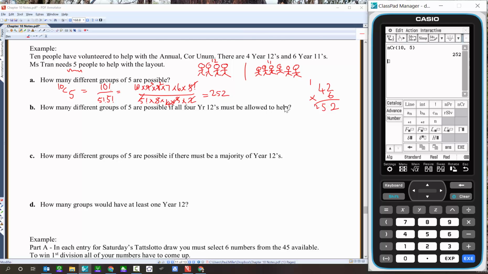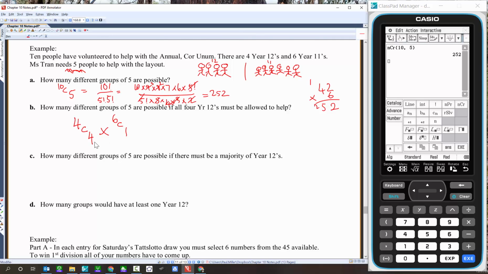All right, how many different groups of 5 are possible if all 4 Year 12s must be allowed to help? So the Year 12s have kind of pulled rank and said, it's our final year, guys, we're going to be helping on the magazine, Year 11s, so stand back. What would have to happen? We still need 5 people. So from the Year 12s, from 4, I'm going to choose 4. And I've got to choose a Year 11. From these 6 Year 11s, I'm going to choose 1 lucky Year 11.